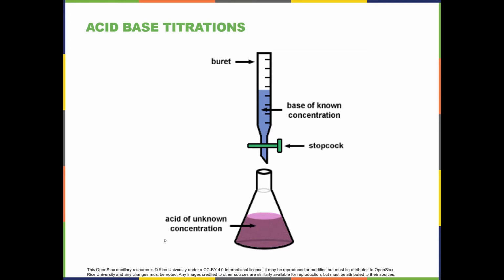Here in the flask, we have an acid. And we often add an indicator to that acid. When the indicator, in this case phenolphthalein, turns pink, then we know that the moles of acid and the moles of base are equal. And if we know the concentration of base, we can find the concentration of acid. Or if we know the grams of acid, we can find the concentration of base. Or if we know the concentration of acid, we can find the concentration of base. So it allows us to calculate something we don't know based on something that we do know. That's what a titration is very useful for.